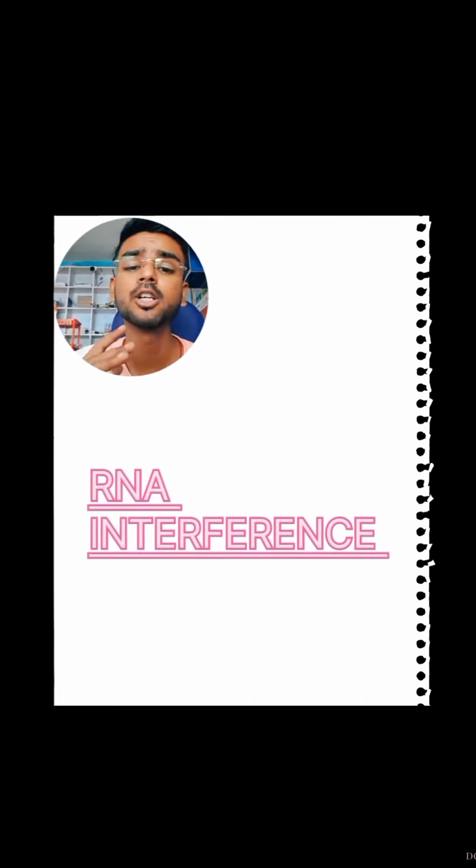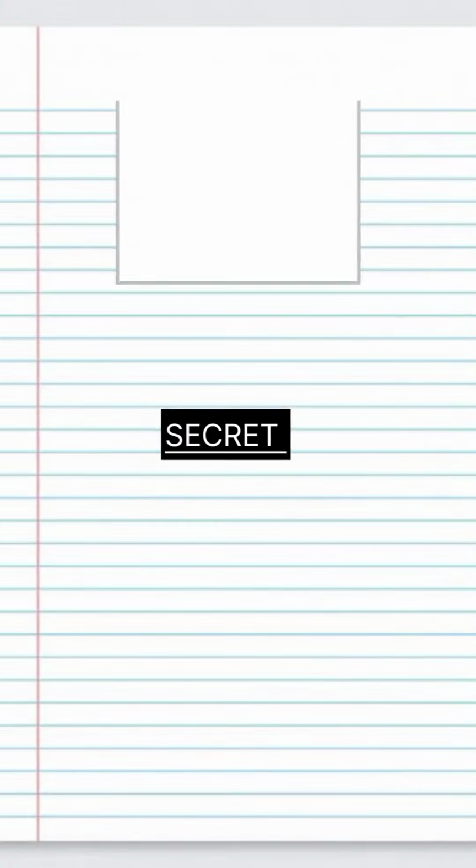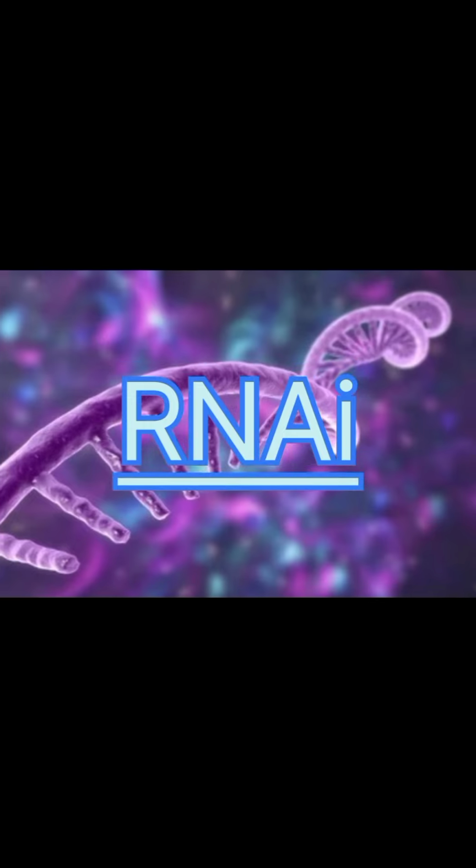Today's topic is RNA interference, because it is one of the most chaotic topics among the students. Suppose you wrote something very important on a piece of paper and you don't want it to be seen by anyone else. So you just cover it with another piece of paper so that no one sees it. And that's how RNA interference works.